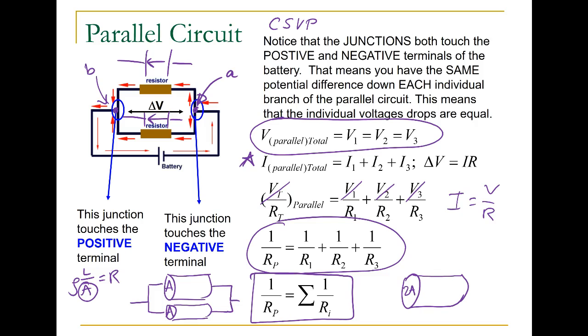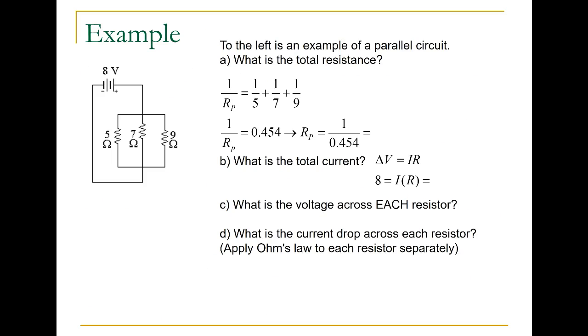And in parallel I have less resistance with more branches. It's kind of like lanes of traffic on a highway. The more lanes of traffic you have, the easier it is for cars to flow, and you don't have a lot of resistance to car flow, also known as traffic jams. I'm in Chicago, so we have a lot of that.